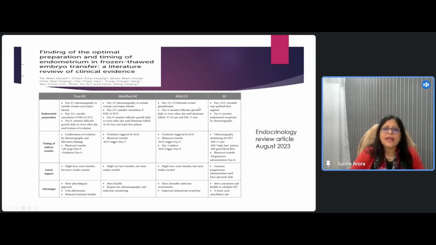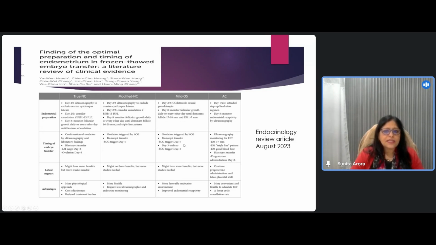Then let's look at what a mild ovarian stimulation cycle is and how it is done. On day 2, I have given either CC, letrozole or gonadotropin. But CC usually should not be preferred because it has anti-estrogenic effects on the endometrium, and we all know that sometimes we keep on struggling with the endometrium in our IUI cycles also with CC. So preferably letrozole and gonadotropins are preferred. Monitor follicular growth daily or every other day until the dominant follicle is 17 to 18 and your endometrium is more than 7.5. And then you trigger the ovulation by HCG.